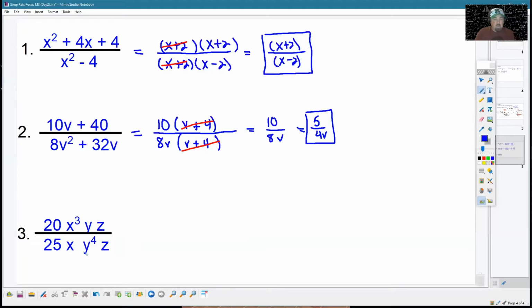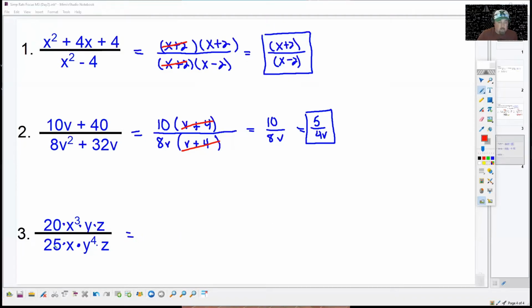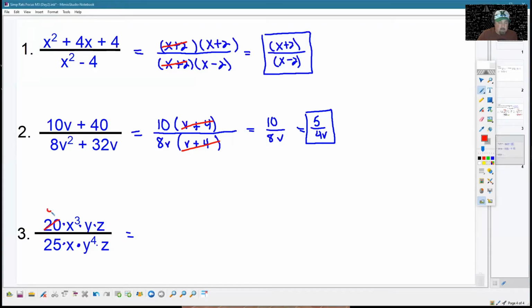Last one, probably the toughest one because we still want to factor stuff, but all of these things are being multiplied. So that means I don't have to factor anything. I can just cancel things that are common in both the top and the bottom. So when we go to cancel here, 20 and 25 have a common factor of 5. So that's going to be 4 and 5. There's x to the third and x.